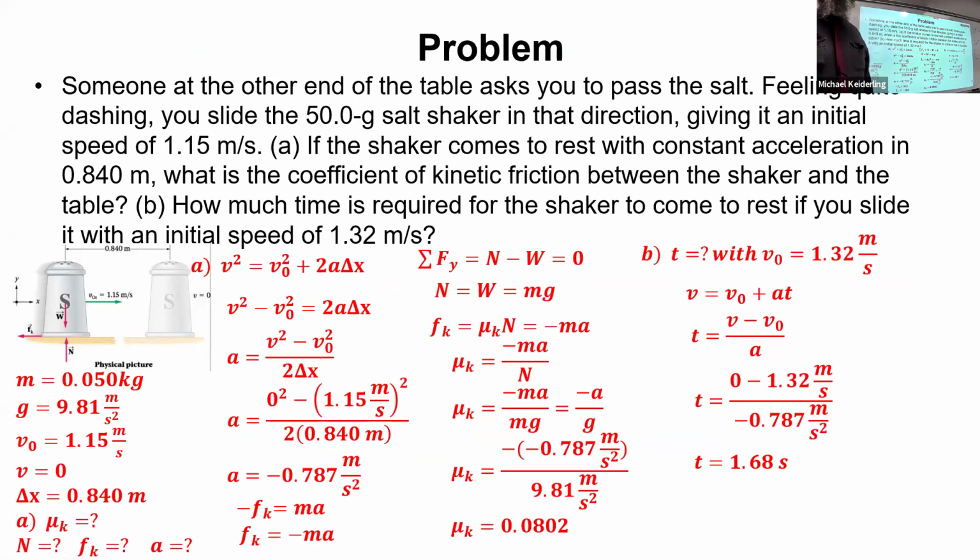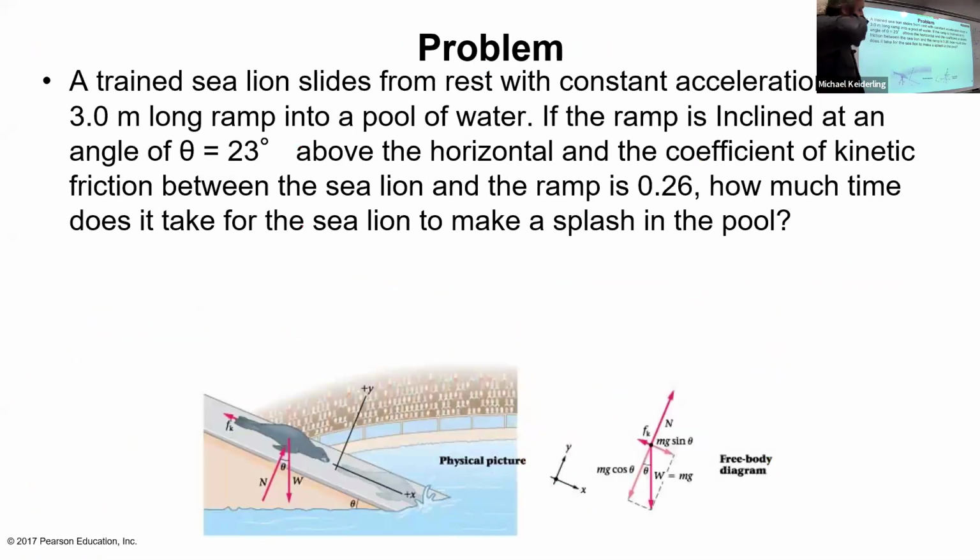Everybody got this? Any questions? I will continue. Here we have another kinetic friction problem. We have a sea lion that slides from rest with a constant acceleration down a 3-meter long ramp into a pool of water. If the ramp is inclined at an angle of 23 degrees above the horizontal, and the coefficient of kinetic friction between the sea lion and the ramp is 0.26, how much time does it take for the sea lion to make a splash in the pool?